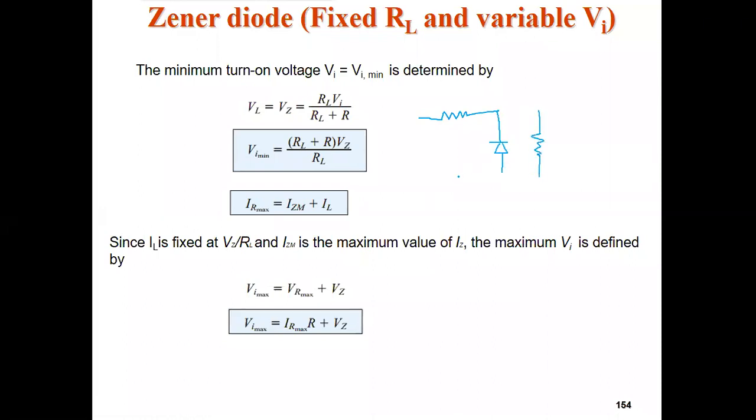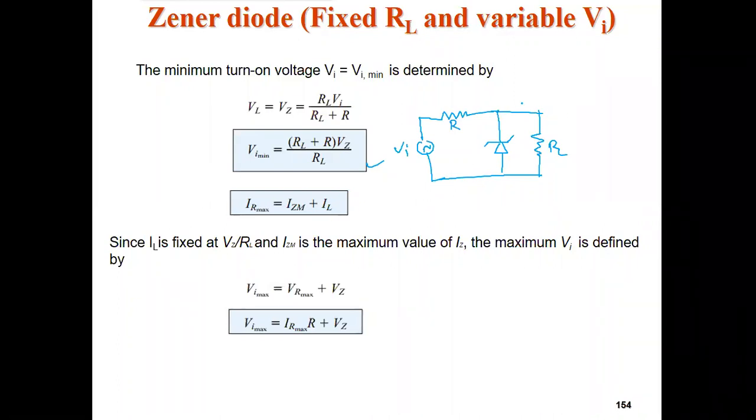Guys, so this is our general Zener regulator. Here this formula is calculated, so I will not go into the derivation of that. Another is your IR max. IR max equals IZM plus IL.